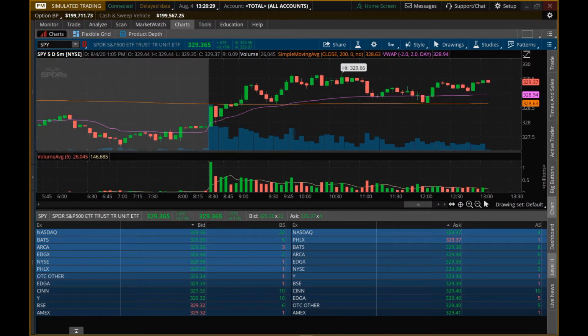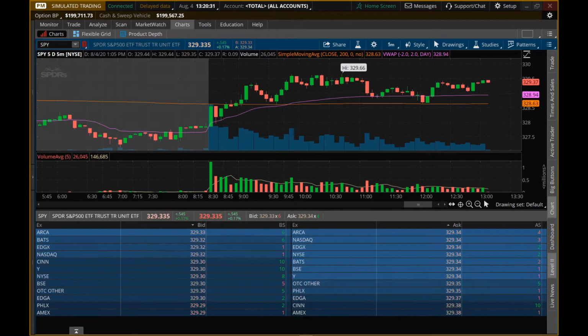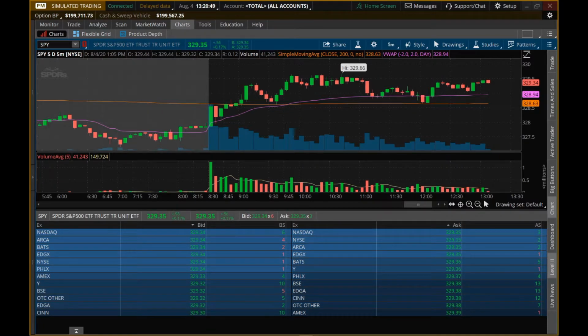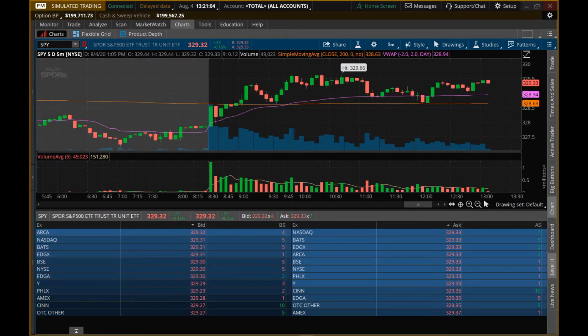So if we further look at Level 2, we notice that there are two colors associated with our bid and ask price and our share size. We see red and green. Red means that the price has moved down from the previous price. Green means the price has moved up from the previous price. So you can see 329.34 is green. And let's go ahead and see what the next price is. 329.33 is red. And since we dropped 1 cent, it showed up as a red print on Level 2.